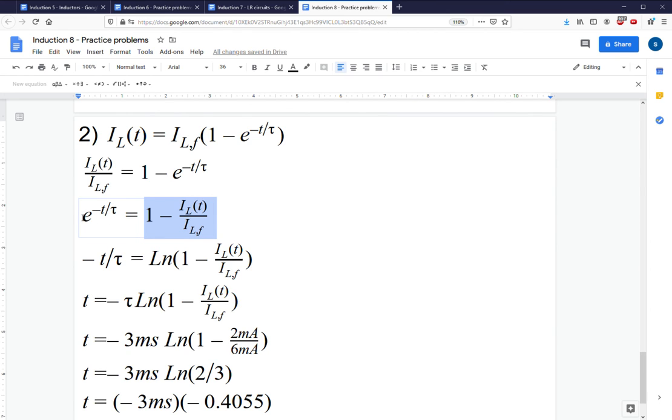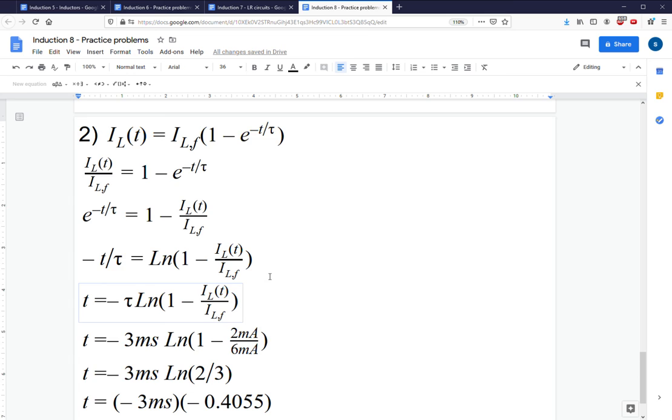Now the next thing we need to do is take the natural logarithm of both sides. Recall the natural logarithm is the inverse function of e to the x. So the natural logarithm of this side just becomes negative t over tau. And then this is the natural logarithm of 1 minus I of t over I final. Finally, multiply both sides by negative tau, and you'll get t by itself. So t is equal to negative tau times the natural logarithm of 1 minus the current ratio.